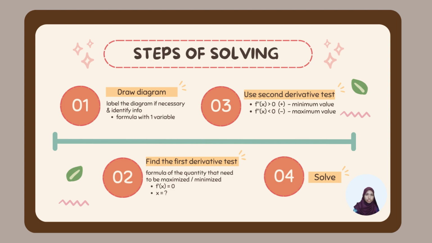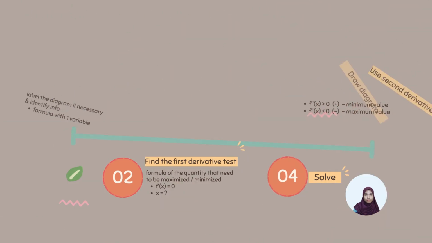Third, use the second derivative test. If the value is more than 0, then it is minimum. And if the value is less than 0, it is maximum. After following all the steps, we can go to the final step, which is to solve the problem.